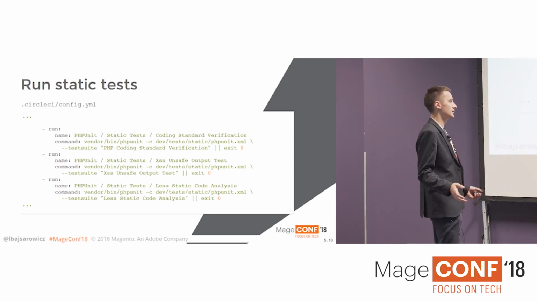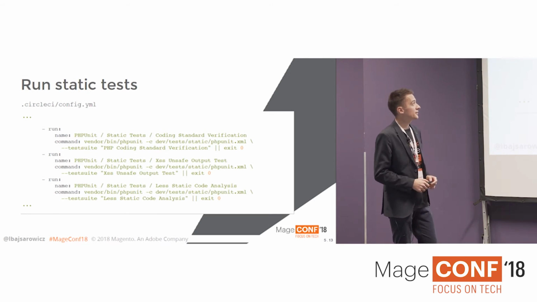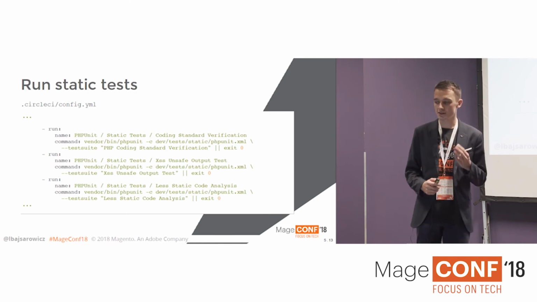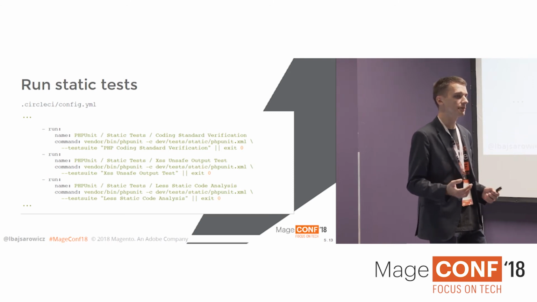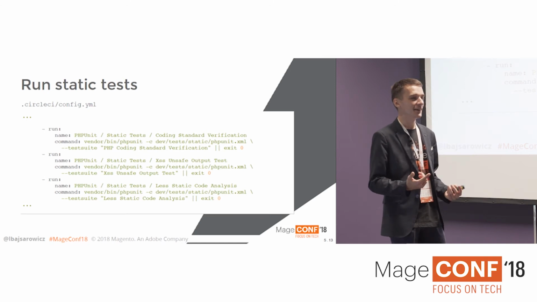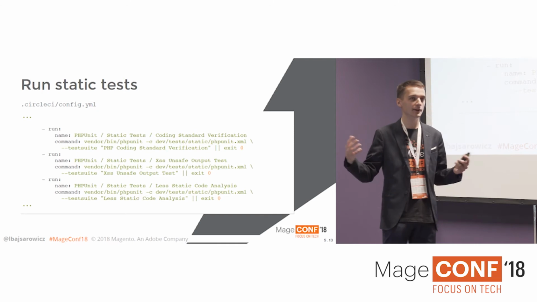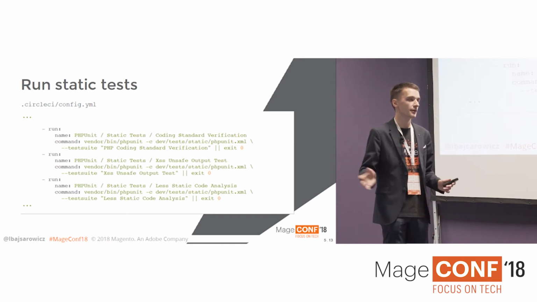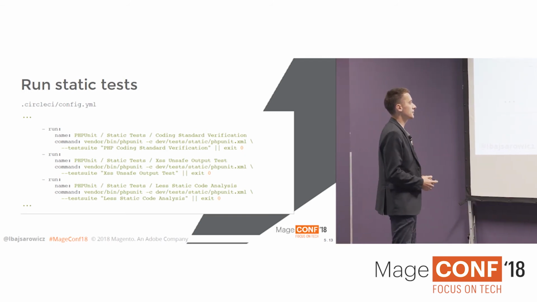For the moment, it's better to run it like it's here. And very important is that static tests, we split for four kinds of tests. Coding standard verification, which checks if you have the right amount of spaces, the right formatting of the colons, the right formatting of the parentheses, etc.